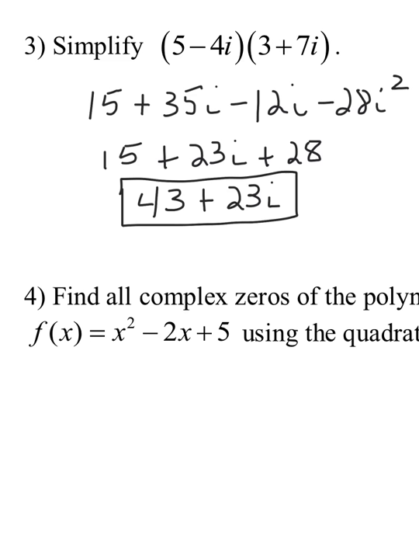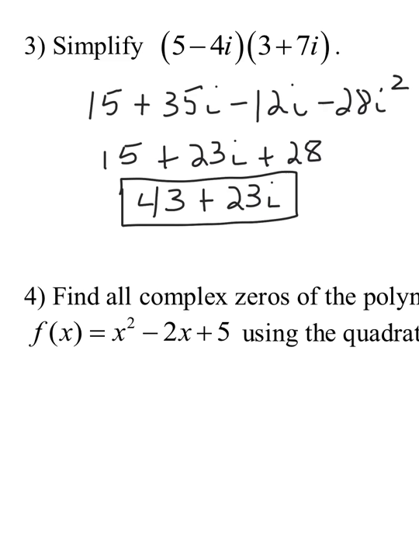Then I simplified it a little bit. I combined my two middle terms into one term. So 35i minus 12i is 23i. And then this -28i squared becomes just a +28.